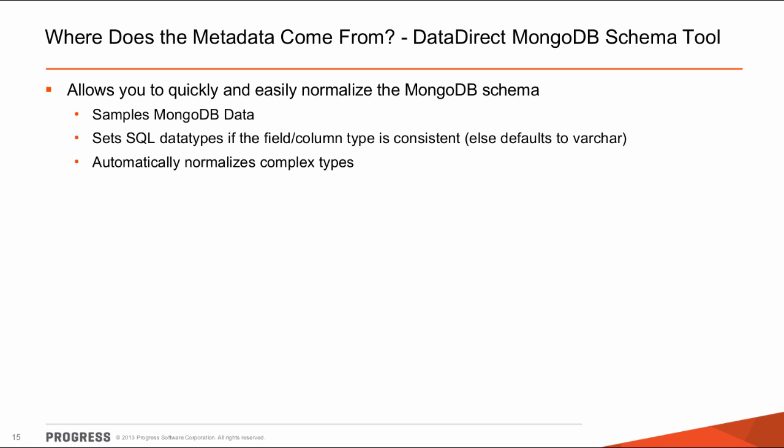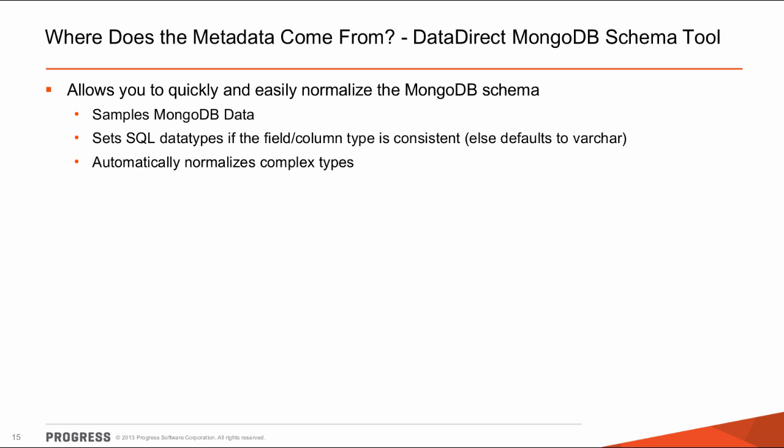There is a way to do this sort of normalized view or normalized mapping of arbitrarily deep JSON to MongoDB, but it does require some additional metadata. It does require some mapping metadata, and so you need a tool in order to capture that. And this is something you do once, or you do once every time the structure of your JSON, your MongoDB collection changes, and you use the MongoDB schema tool. So this tool allows you to quickly and easily map and normalize that MongoDB schema.